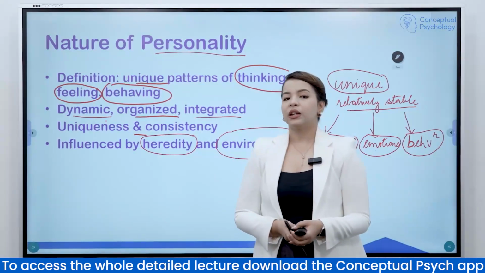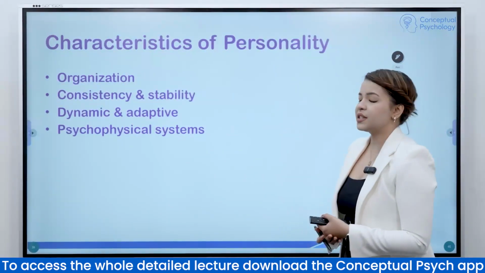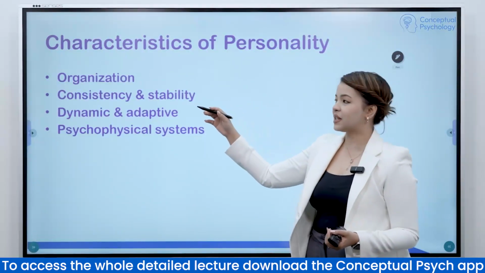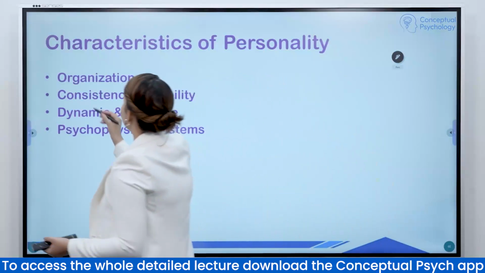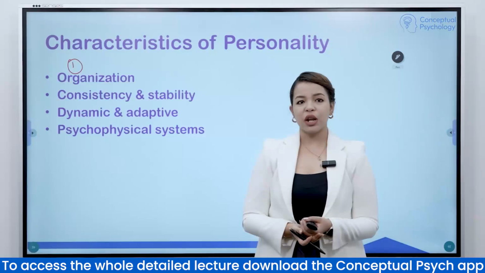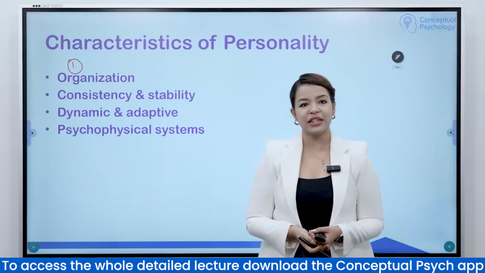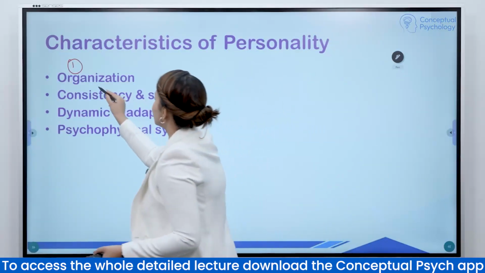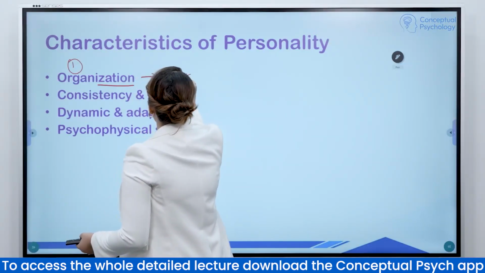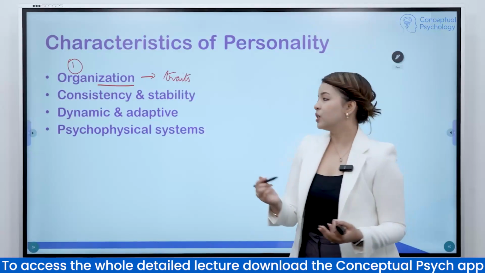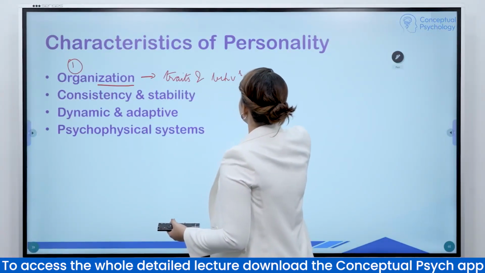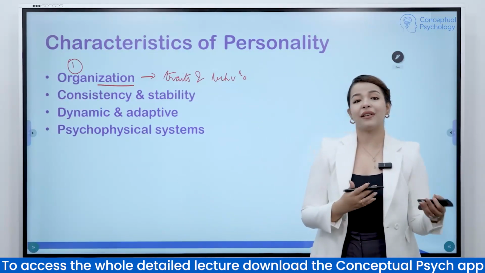Now, coming to the characteristics of personality, let us begin with the key characteristics of personality. The number one key feature of personality is organization. Now, what do we understand by organization? Organization means that our traits as well as our behaviors are not just random.